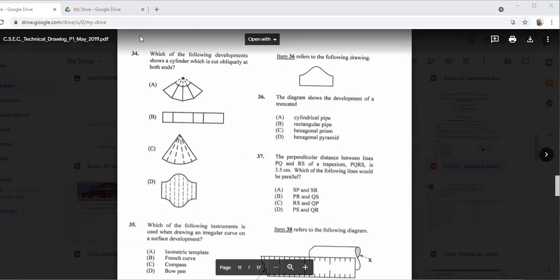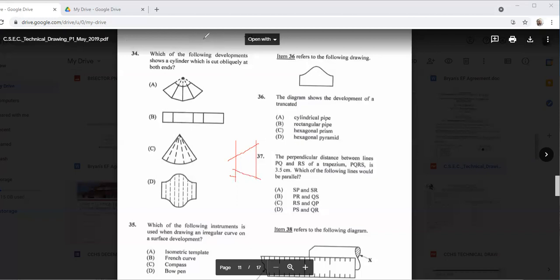Oblique means that the cone is cut like this. You have a cone like this, and you cut off a section, probably like this. Cut off a piece like that, either that way or this way. So you cut it like this.